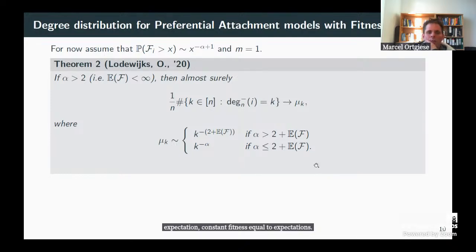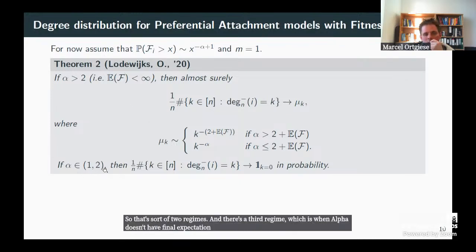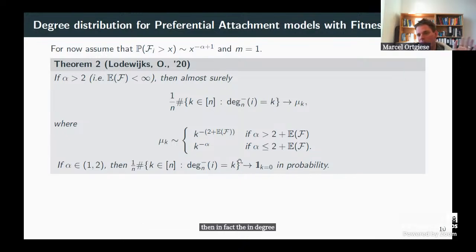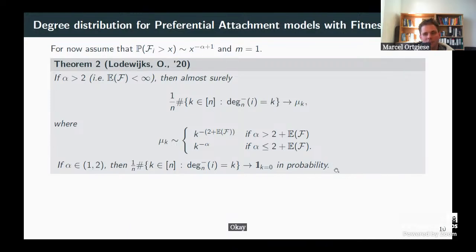But if you make the fitness more heavy-tailed, then the tail exponent changes and is driven by the fitness, and it decays like k to the minus alpha, which is the same as the largest fitness. We will make that more precise. So that's two regimes, and there's a third regime, when the fitness doesn't have a finite expectation anymore, so alpha is between 1 and 2. Then, with high probability, a uniformly chosen vertex has in degree 0, so no one attaches. So that's very different, and I'll come back to this at the very end of the story.